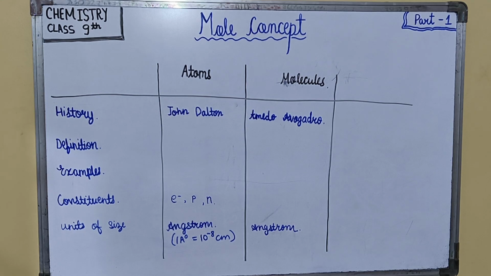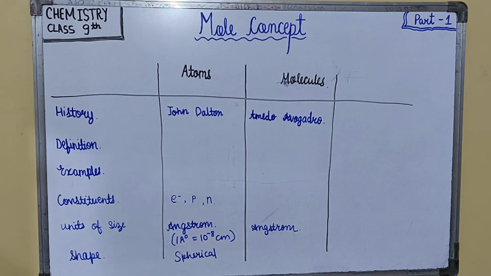Now, next is the shape. Atoms are assumed to have a spherical shape. And molecules: different molecules have different shapes. Like there are some examples: the shape of the H2O molecule is angular. The shape of the ammonia molecule is pyramidal, like this.